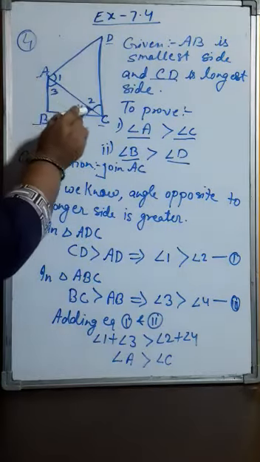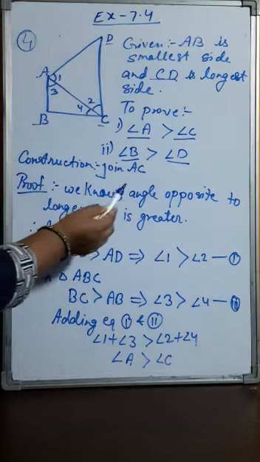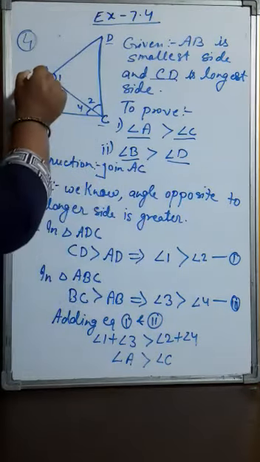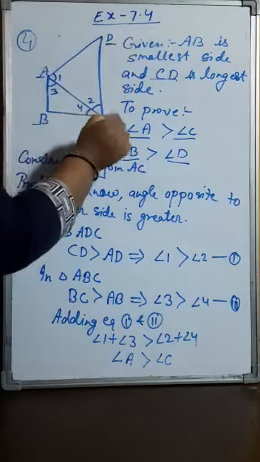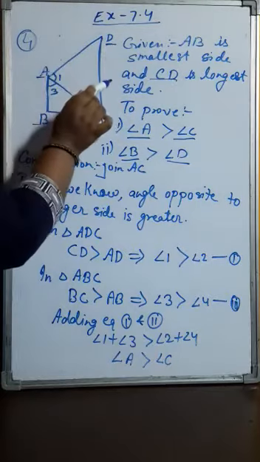Once we draw the line AC, the whole quadrilateral is divided into two triangles. Now here we will use the theorem that the angle opposite to the longer side is greater. First you see triangle ADC. In this you are getting three sides, AD and DC.